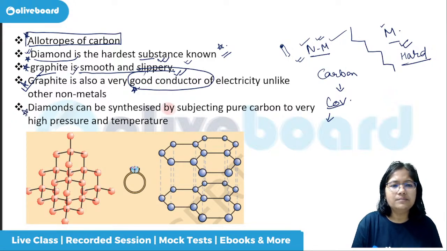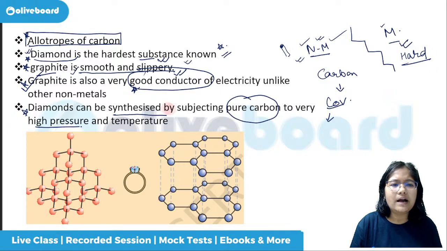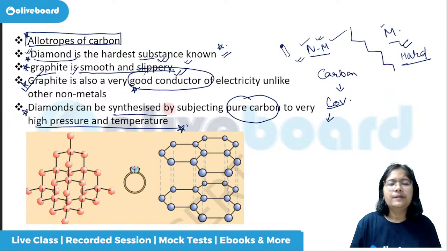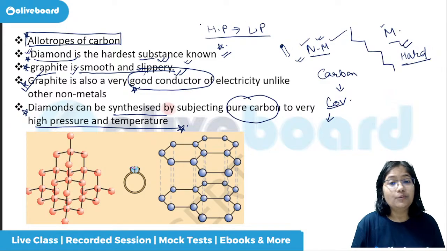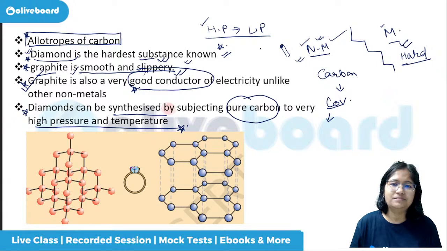Now, these diamonds can be synthesized by subjecting pure carbon to very high pressure and temperature. It is a universal rule in geography, which you will study, and in life also it applies, that everybody tries to move from high pressure to low pressure. Everybody moves from high pressure to low pressure. But what if you are ready to undergo the high pressure and high temperature?